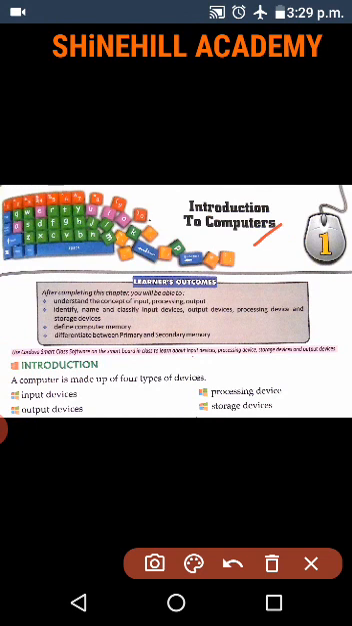It's made up of 4 types of devices. They are input devices, processing device, output devices and storage device.